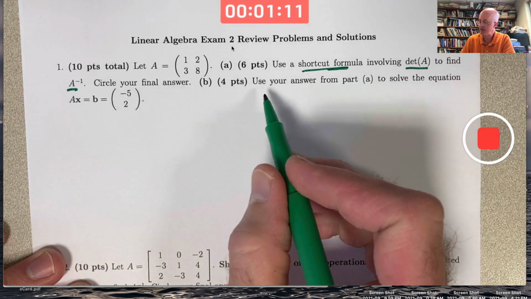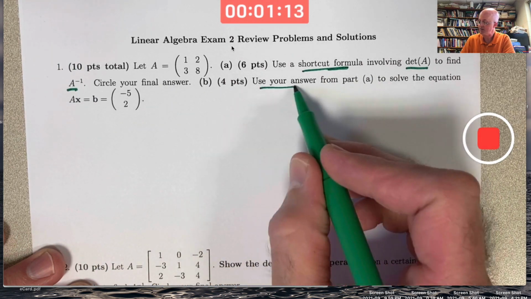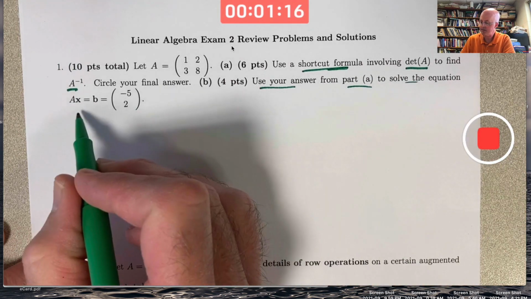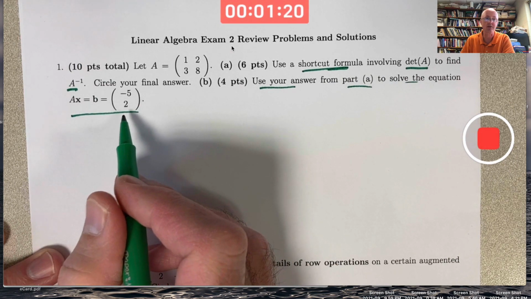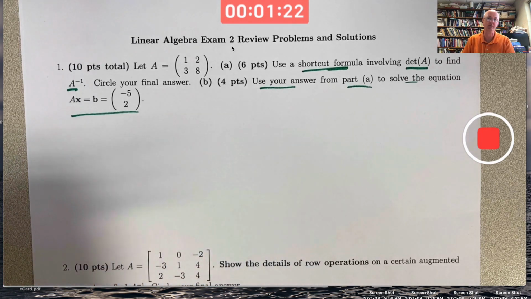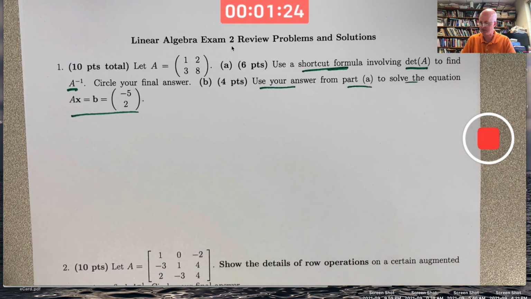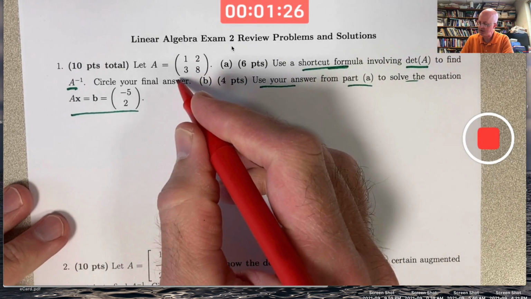Circle your final answer, and then in part B, use your answer from part A to solve this equation right here, Ax equals b, where b is this fixed vector and x is an unknown vector. We'll need to multiply by A inverse. So let's go ahead and first use the shortcut formula.